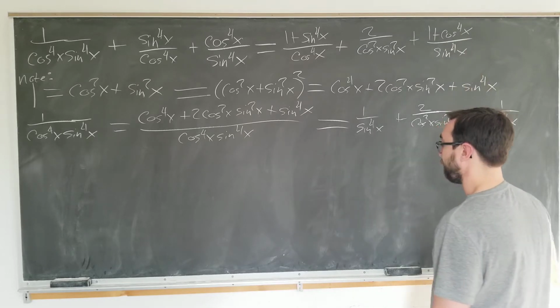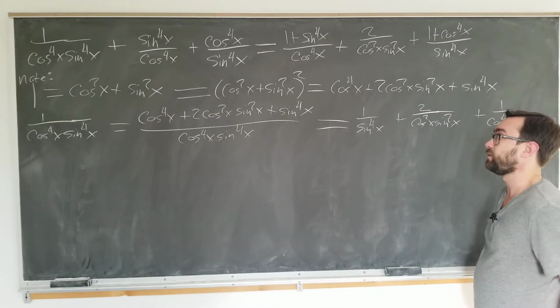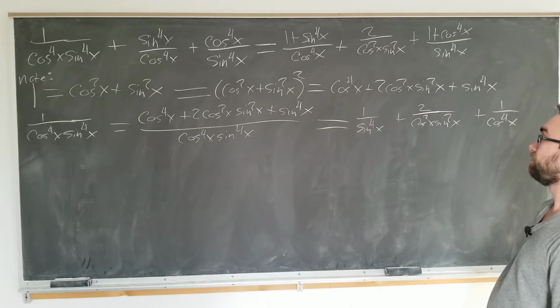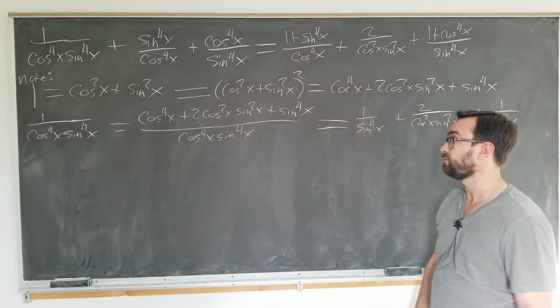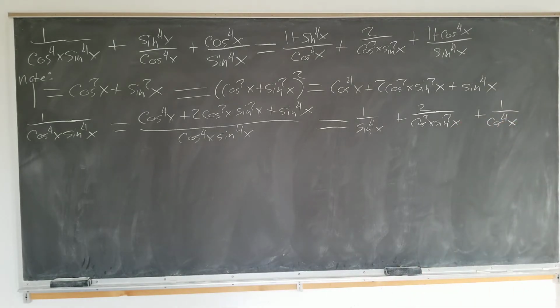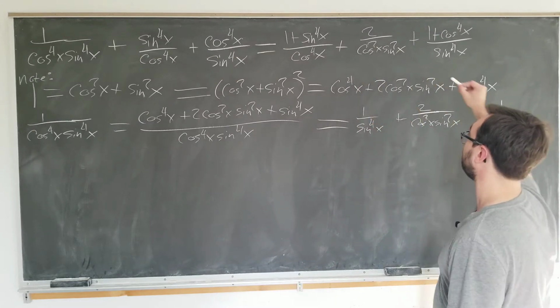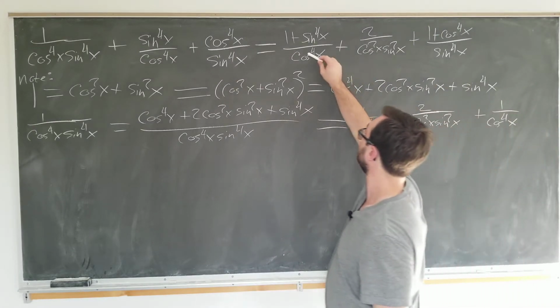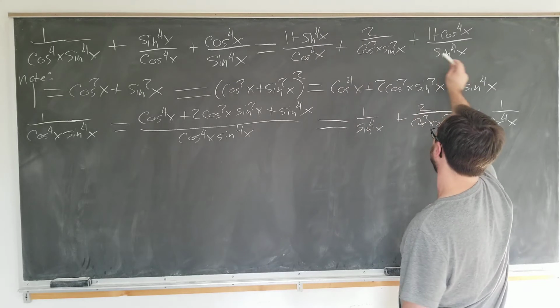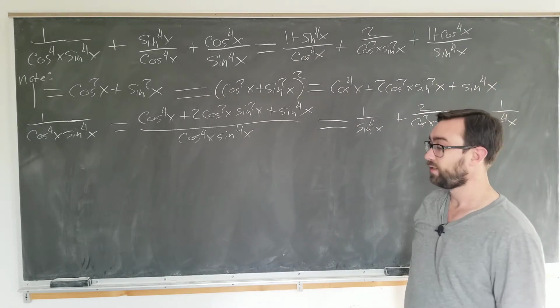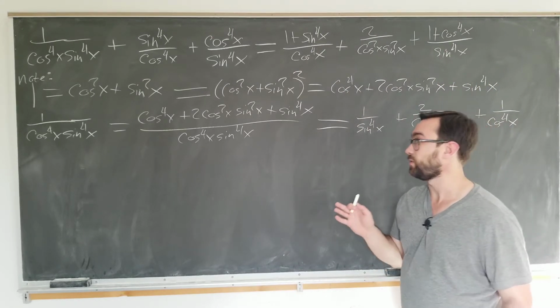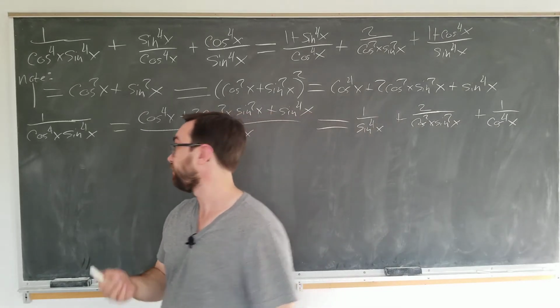Okay, it's looking better. We could stop there if we wanted to, but we can make an even simpler looking expression by doing the following. We're going to break this up. We're going to take these two simple terms, 1 over cosine fourth and 1 over sine fourth, and then add them, put everything else over a common denominator. So let's do that.